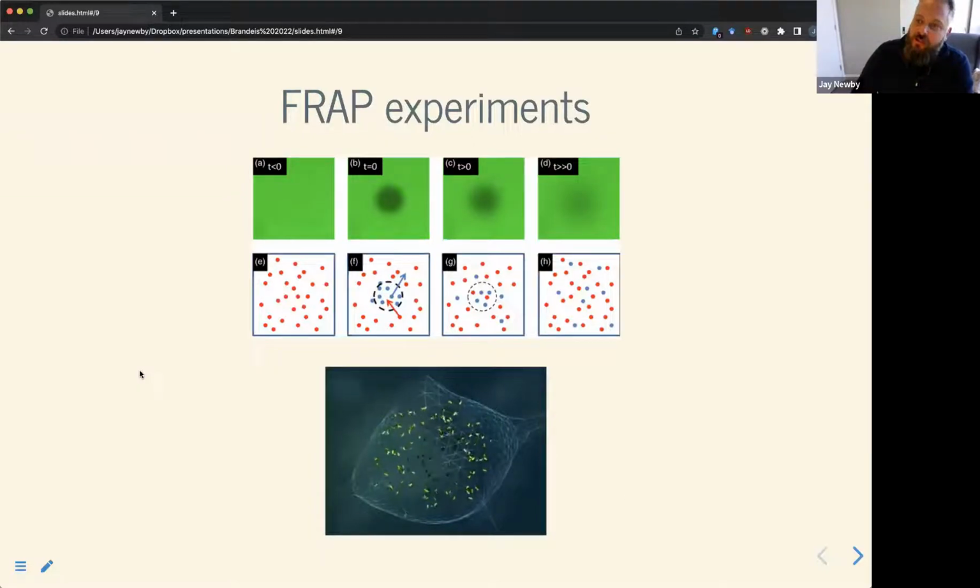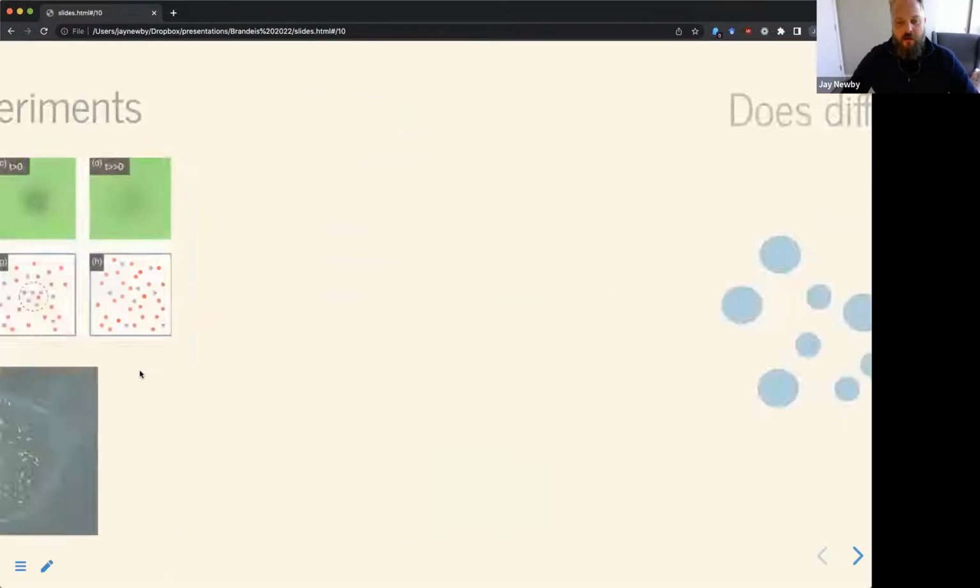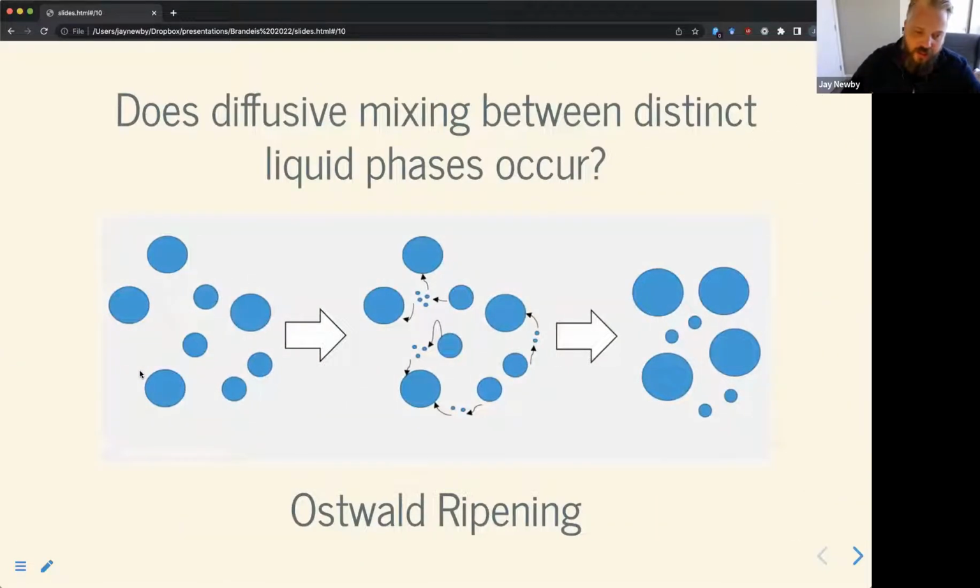But most of the theory for this focuses on the idea of an infinite background, right? And so an interesting question is how do things change when you're inside a tiny nucleus and you have liquid phase separating droplets around? That's something I'll come back to towards the end of the talk.